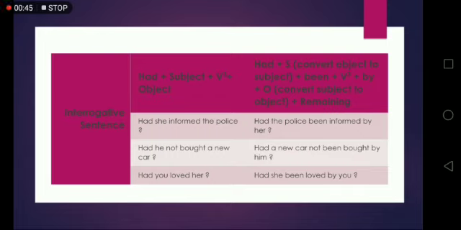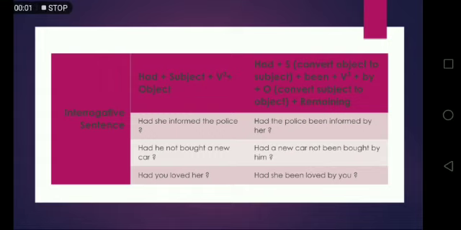These are some of the examples. Had she informed the police? Had the police been informed by her? Had he not bought a new car? This is a sentence of negative interrogative structure. Let's see how we convert this into passive voice. Had a new car not been bought by him? We simply placed not right after our subject. Had you loved her? Had she been loved by you?